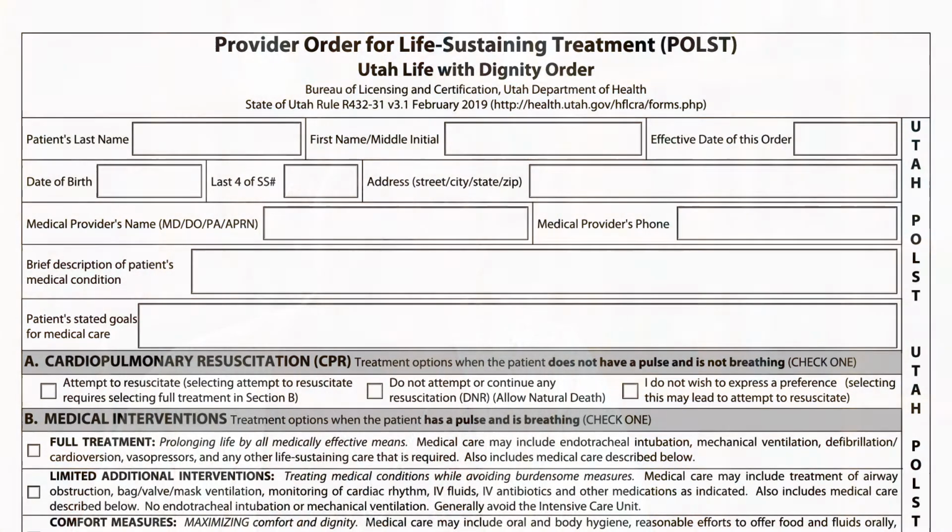It has many areas to fill in, including the patient's last name, first name, and the date that you're filling out this form. You have to include the patient's date of birth, and if you have, the last 4 digits of the Social Security number. If you don't, you can leave this portion blank. It should include their current address and who is the medical provider that is in charge of their care and their phone number.